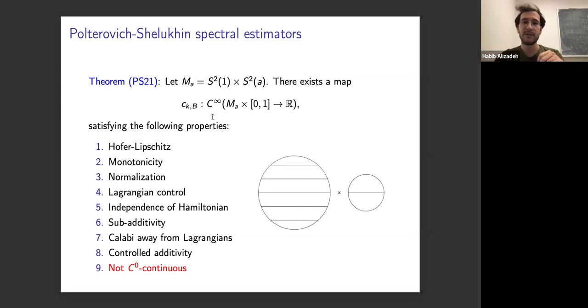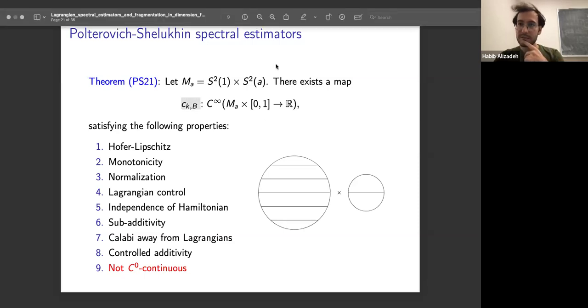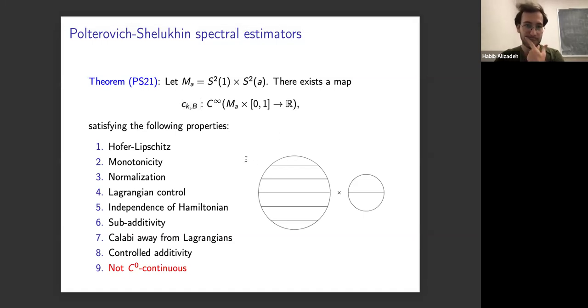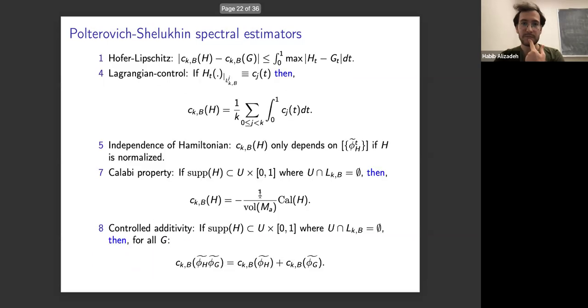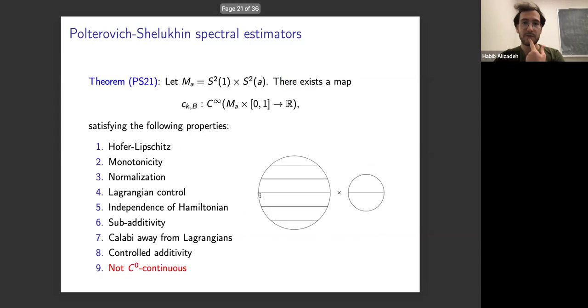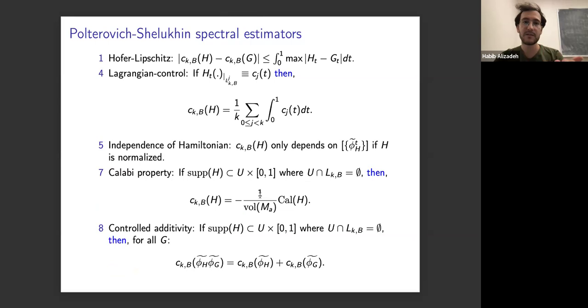you define your CKB. So let me see how much time I have. Yeah, I can probably say a few words about how they are constructed. Okay, I hope I won't go over time. So, okay. First, let me tell you some of the properties of these spectral estimators. These are the only properties that we're going to use in the proof of C0 continuity.